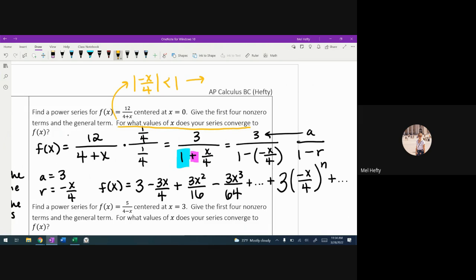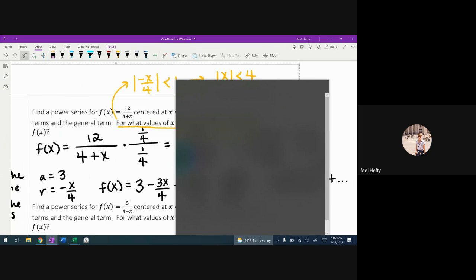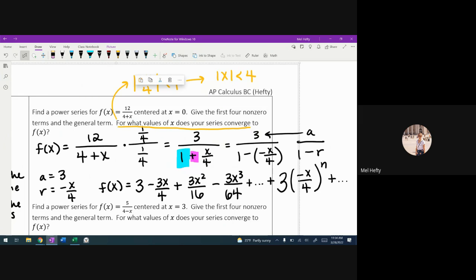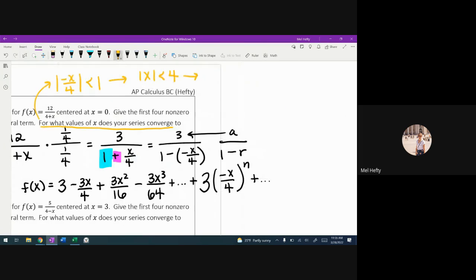So if I'm solving this, I could have my absolute value of X, I'm going to multiply by 4 on both sides, is less than 4. What? I did not ask you to do that. Y'all, my new computer is the worst. What did you say? I don't think we can blame Putin for this one.